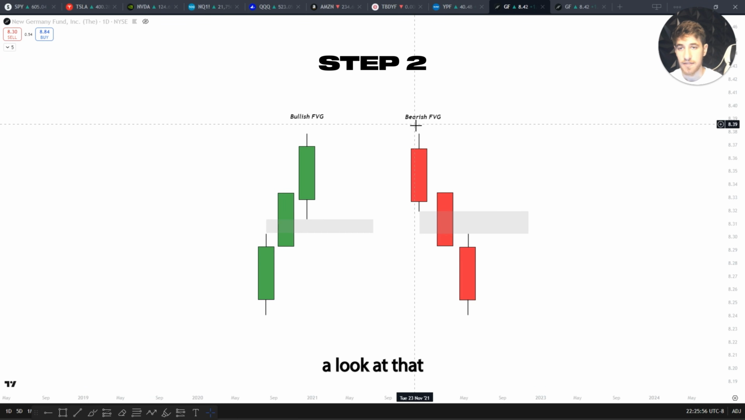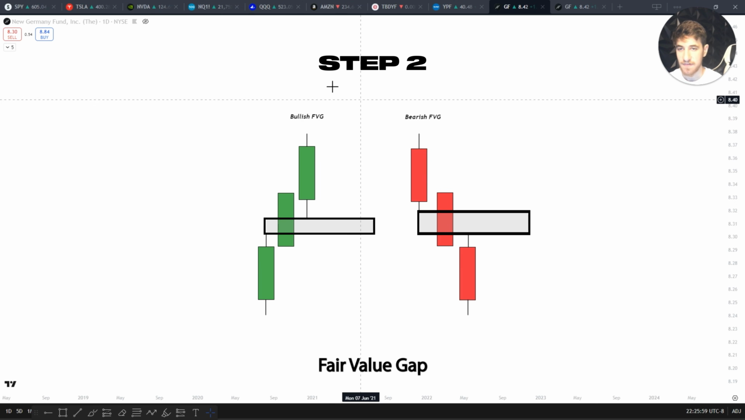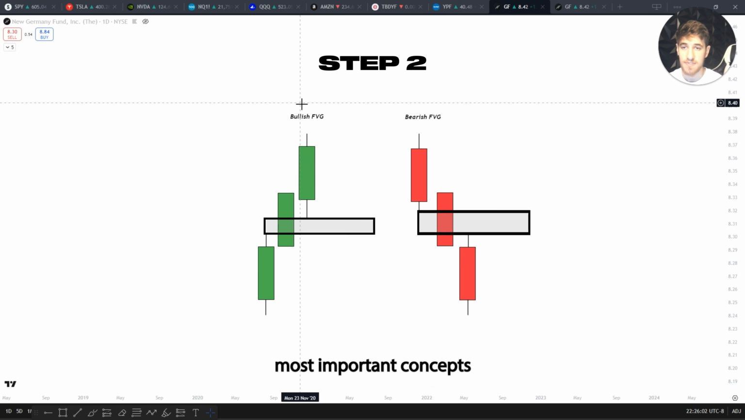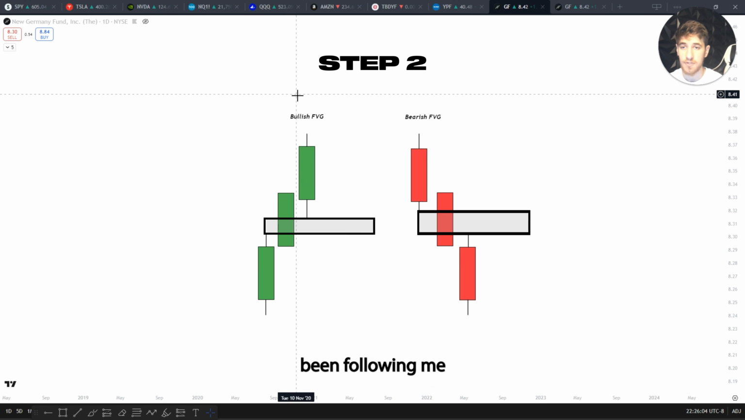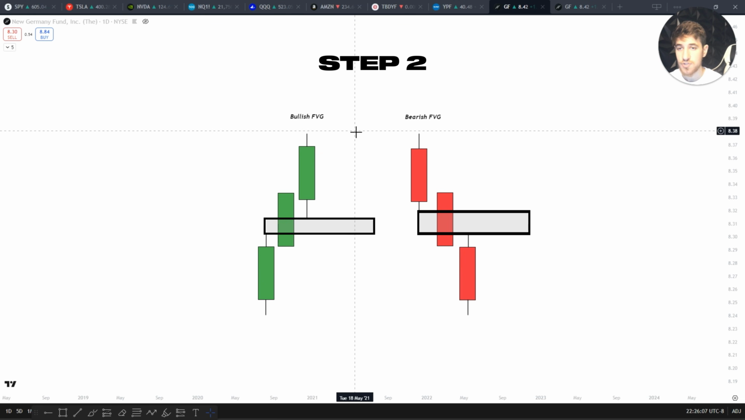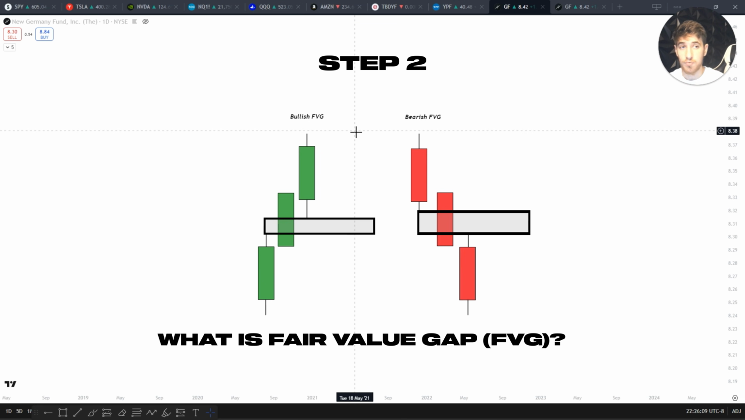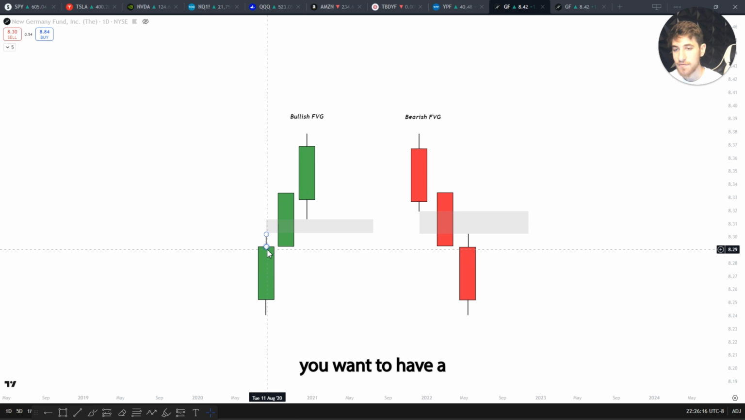So let's go ahead and take a look at that. So here we have a fair value gap. This is one of the most important concepts that we have in trading, and if you guys have been following me, you've seen this a ton on my page. So what is a fair value gap? I'll explain briefly what it is because it is a very important concept that you need a lot in trading. You want to have a 3 candle sequence, meaning that it's just 3 candles in a row.